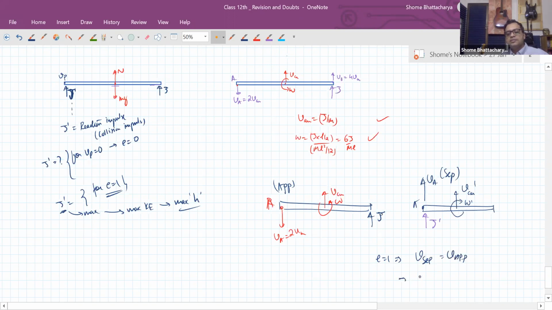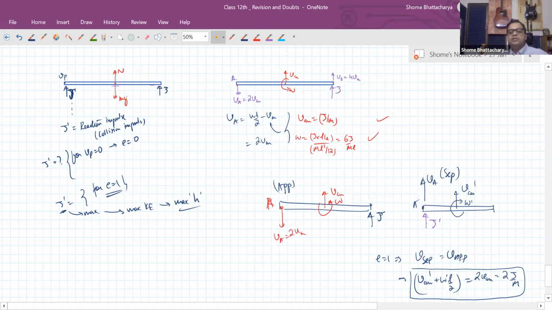So V separation will in this diagram become how much? It will become VCM prime plus omega prime L by 2. And this should be equal to what it was in this diagram, which was coming from this calculation. It was omega L by 2 minus VCM. Then we substituted this, so it came out to be like this, 2 VCM downwards, which is basically 2 times J by M. So this condition will tell us how much impulse this applies. And from that, we will know how much this VCM prime is. And from that, we will know how high it will climb.